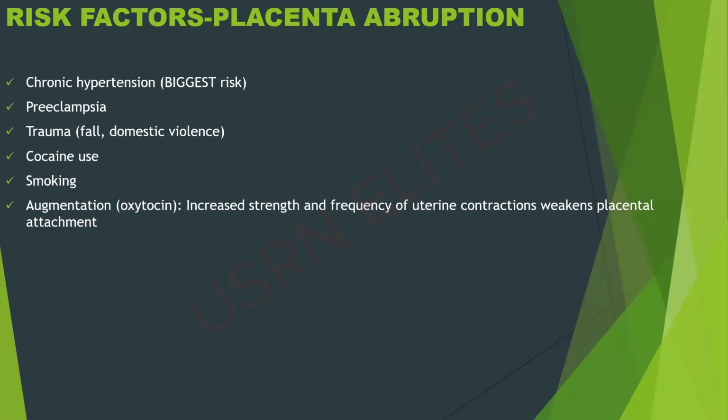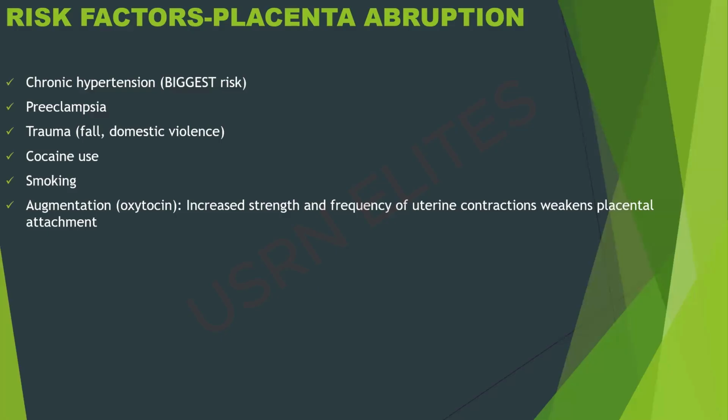Okay, if there is trauma, or those men who have been beating their wives, domestic violence, all right, you should stop if a woman is pregnant. That's why once a woman is pregnant, we say this one is for the government. If you lay your hands on the person, you'll be in trouble. So cocaine use and smoking are also among the risk factors.